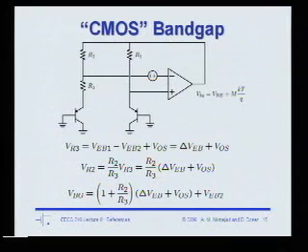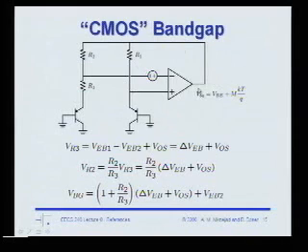Here is a way to do a bandgap in CMOS. The idea is that I'm going to use this op-amp to force the voltage drops across here to be the same, and that means that the voltage across this resistor is a delta VBE, right? And of course we just analyzed that delta VBE gives us the PTAT current, but here let's be a little bit more precise. It's a delta VBE plus the offset voltage of this op-amp, right? No op-amp is perfect. You have to input some kind of voltage to the op-amp to get zero output, and that's the offset voltage.